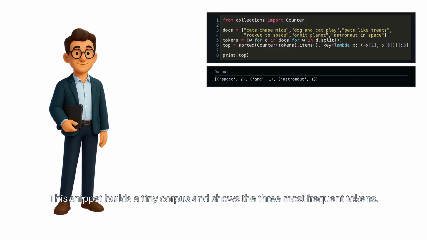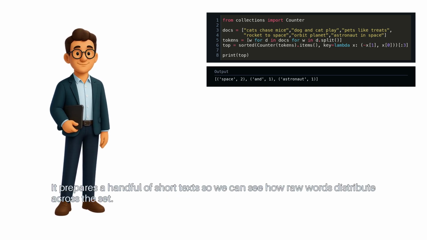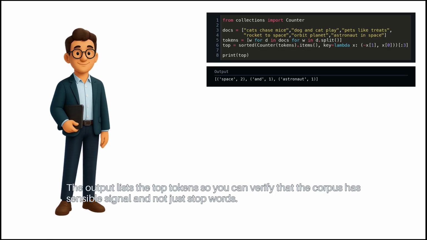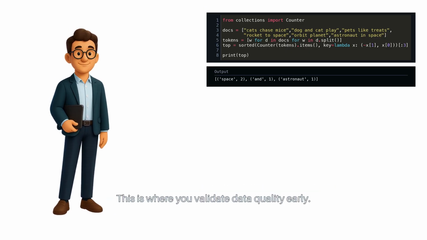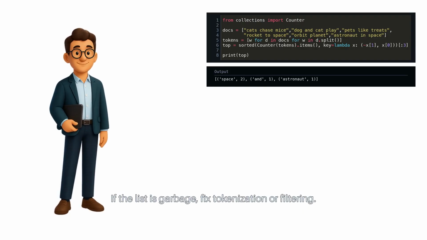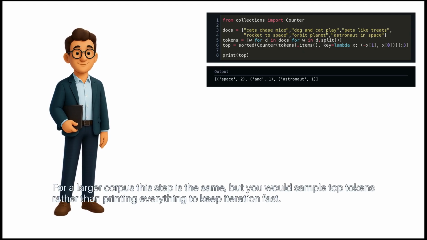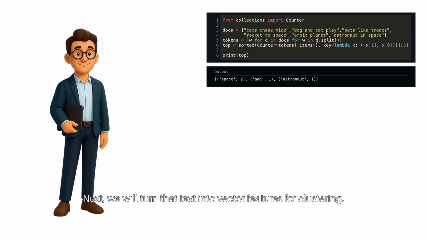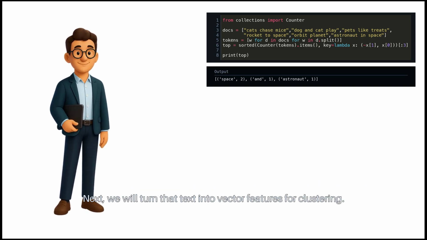This snippet builds a tiny corpus and shows the 3 most frequent tokens. It prepares a handful of short texts so we can see how raw words distribute across the set. The output lists the top tokens so you can verify that the corpus has sensible signal and not just stop words. This is where you validate data quality early. If the list is garbage, fix tokenization or filtering. For a larger corpus, this step is the same, but you would sample top tokens rather than printing everything to keep iteration fast. Next, we will turn that text into vector features for clustering.